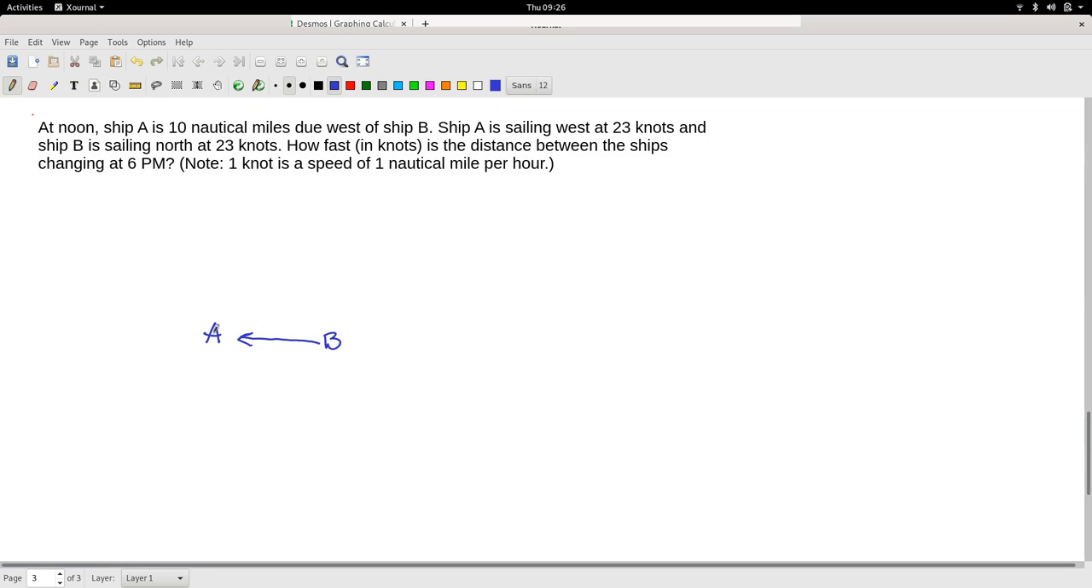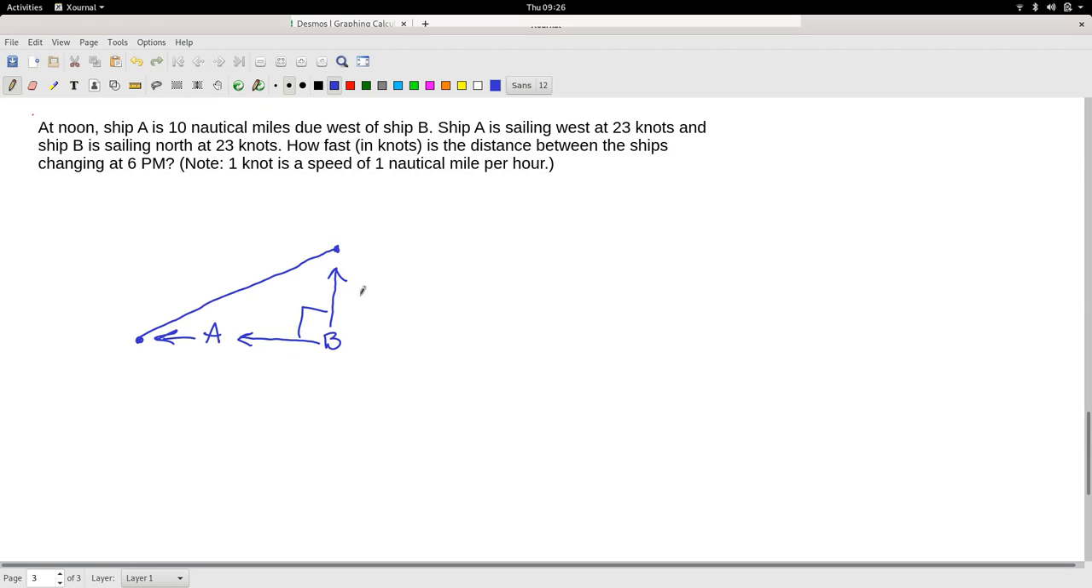And then A is sailing in that direction at 23 knots. And then B is sailing north. So B is moving this way, and they are making a right triangle here. And we want to know, at a time later when ships A and B are, let's say, over there, what is the distance between them? How is that distance changing?